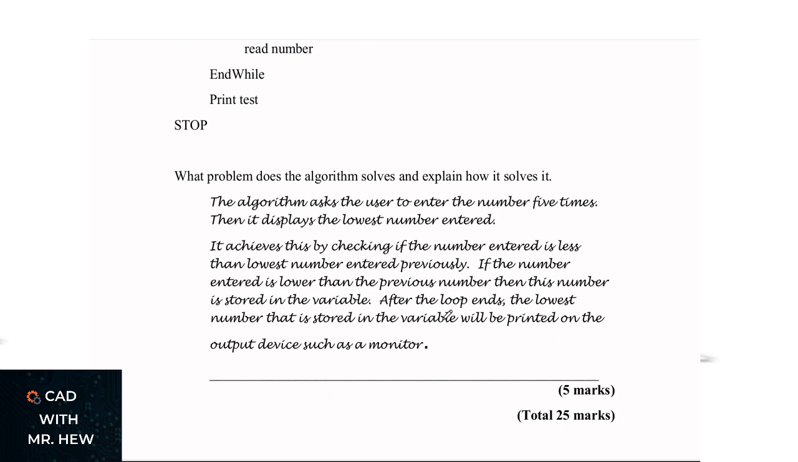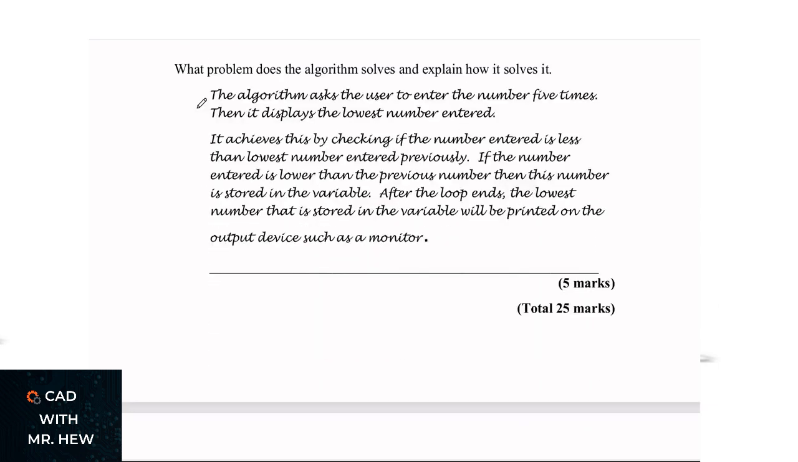All right. What problem does the algorithm solve, and explain how it solves it? So this is a question. The answer for the first part, what does the algorithm do? The correct answer is the algorithm asks the user to enter the numbers 5 times, then it displays the lowest number entered. How does it do this?